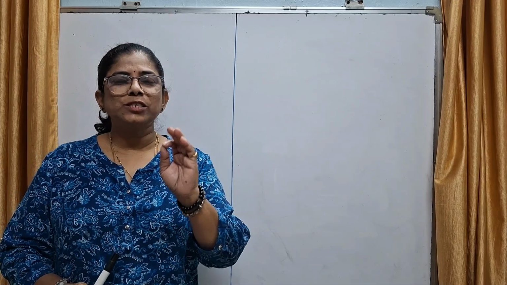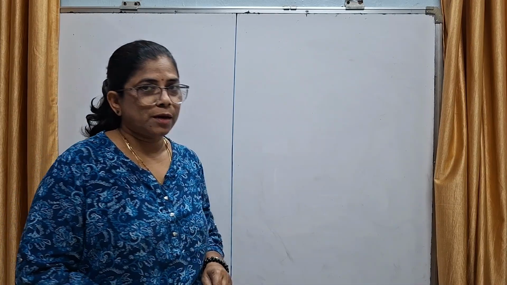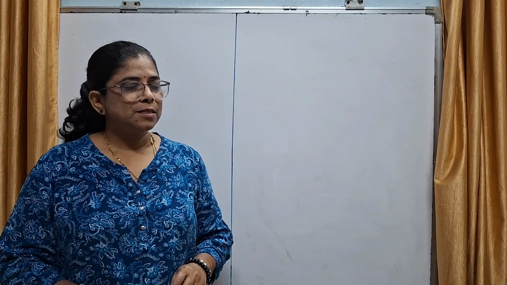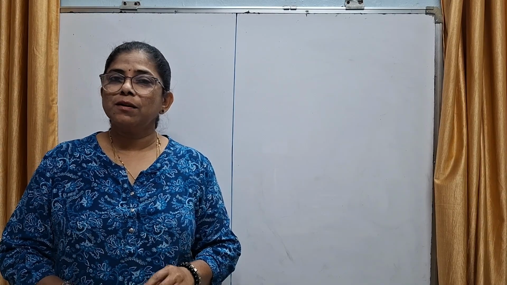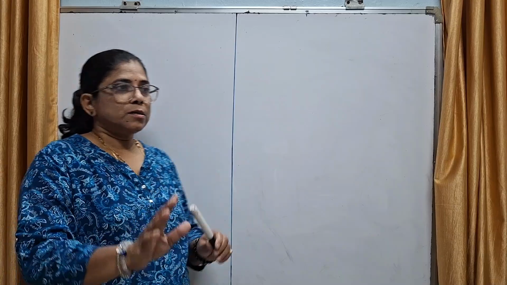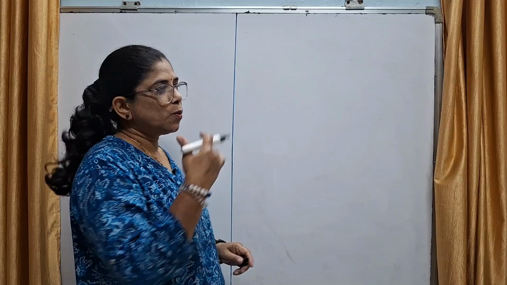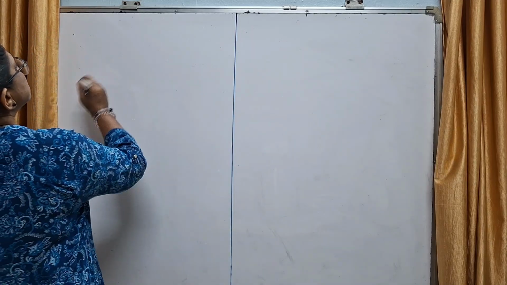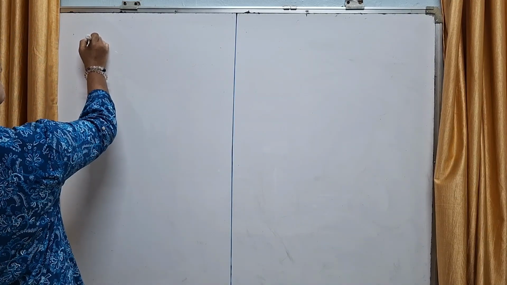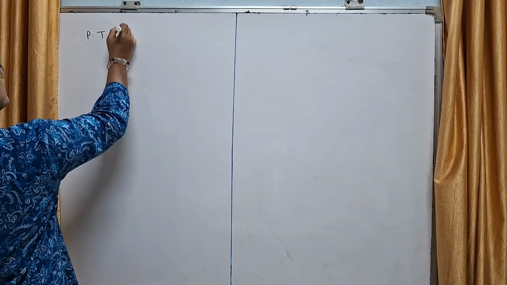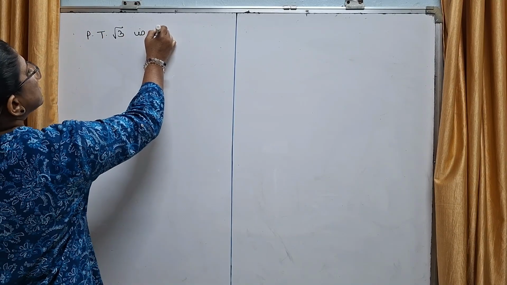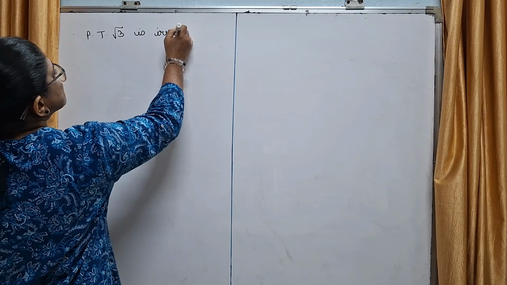In this video we are going to solve one important question which is asked in board exam of class 10, and that is prove that root 3 is irrational. So this is most expected question, and so in this video we are going to solve this. So what we have to prove? Prove that root 3 is irrational.